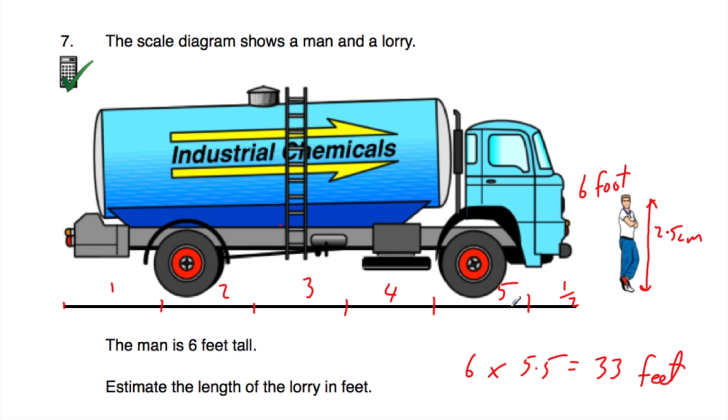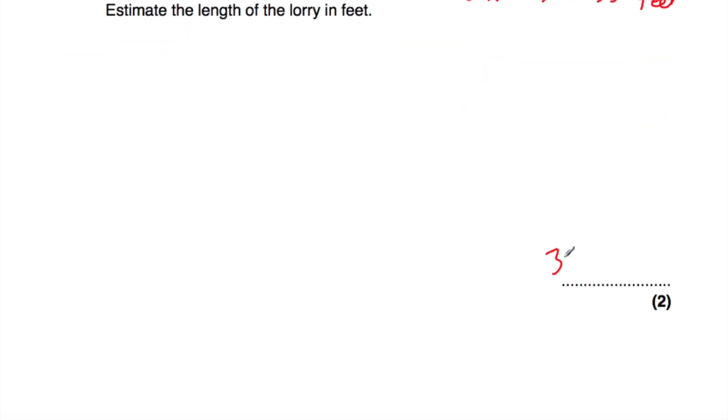Now, sometimes with these questions, it'd be a bit nicer, where it's maybe 6 of them or 7 of them exactly. And then you can just do 7 times 6, and that's your answer. But this one was about 5.5. So that meant that our estimate for the length of that lorry is 33 foot. And that's it. So let's write that down. 33 feet.